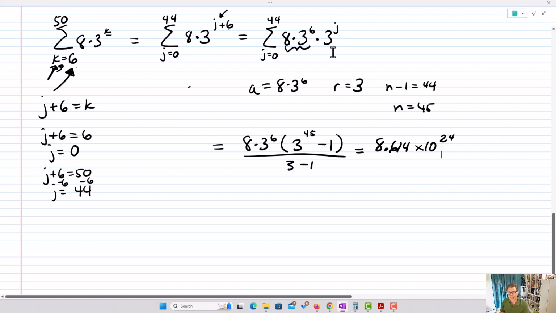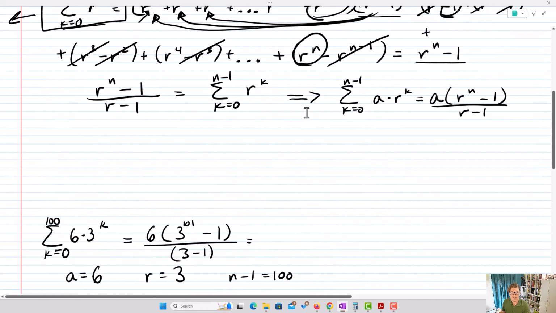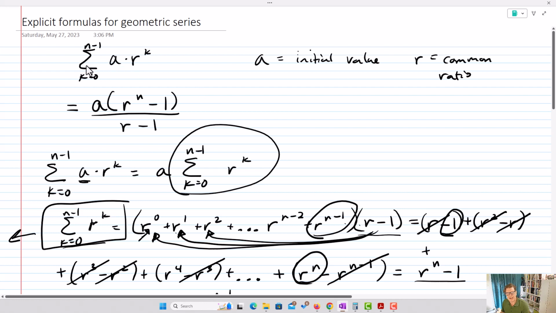All right, so that kind of ends our lecture here. Anytime we have a geometric sequence, that is, some number times a common ratio to the kth power, as long as we start at k equals 0 and head up to n minus 1, we get a times r to the n minus 1 over r minus 1, and that's our explicit formula.